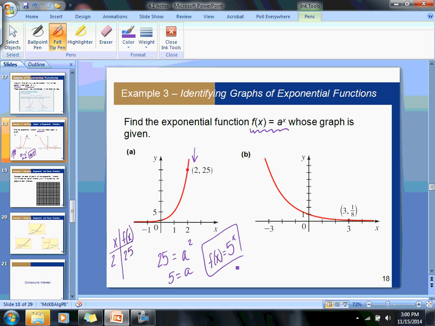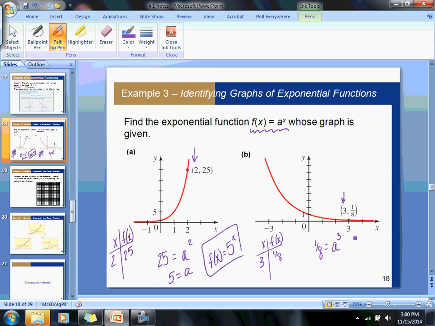And for part B, I'm going to do the same thing. This graph is decreasing rapidly, so this is going to be exponential decay. So our answer should be a number between 0 and 1. Here again, this is my x value of 3. If you want to think of it like a little table of values, we have x and f of x. They put 3 into the function for x, and they got 1/8 out for f of x. So that means I'll have 1/8 equals a to the third power.